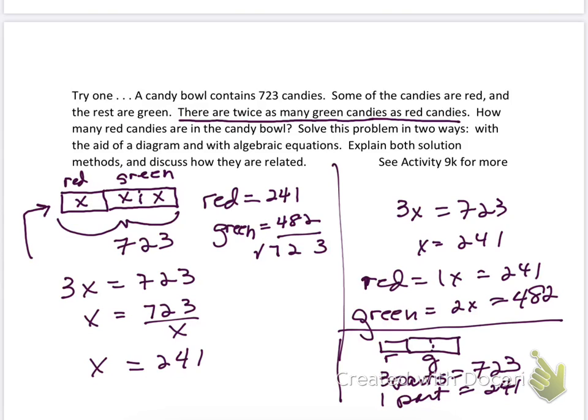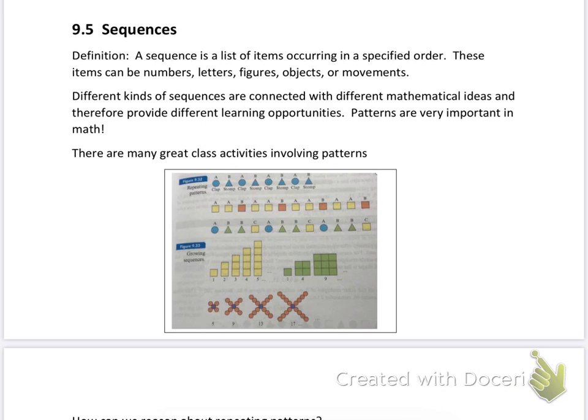Okay, let's go on to the bottom of this page on the next page. Okay, so we're talking about sequences here. Sequences are very big in math because it's a good bridge to algebra. It has students identify patterns, and math is all about patterns. So a sequence, by definition, is a list of items occurring in a specified order.